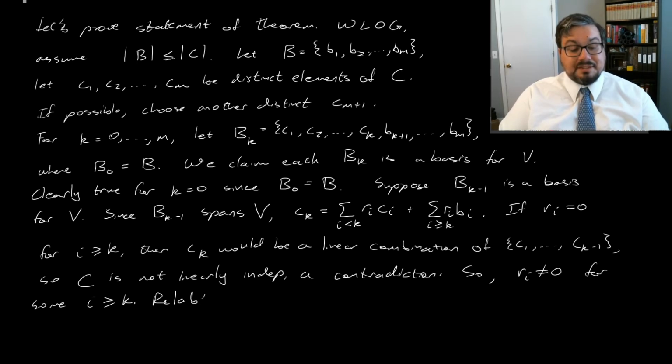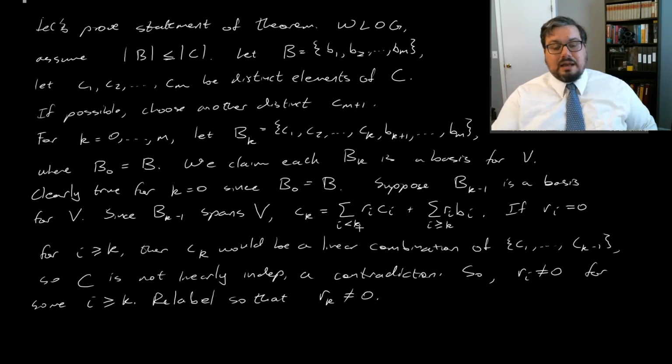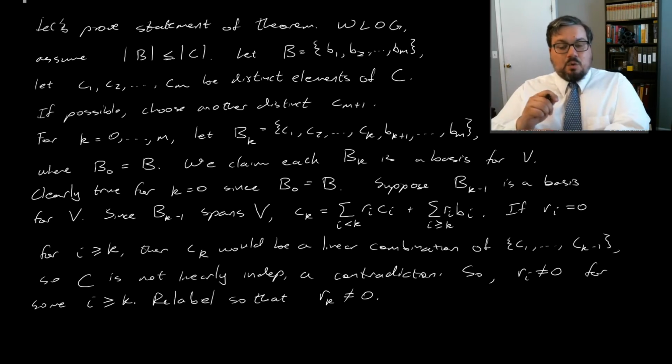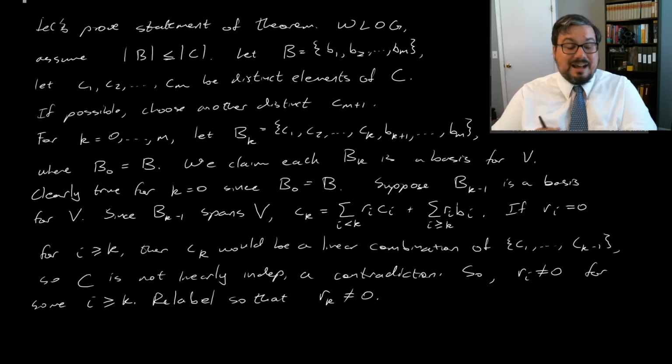We can relabel, and this is the relabeling that I mentioned before. We can relabel so that Rk is not equal to 0. So in this sum right here, we've shown that one of the terms in this second sum must be non-zero. We'll relabel the B's in order to make it so that it's the kth one that has a non-zero coefficient in this sum. Basically, to be completely precise about this, we would be proving that there exists some ordering of these B1 through Bm so that all of these Bk sets are bases.